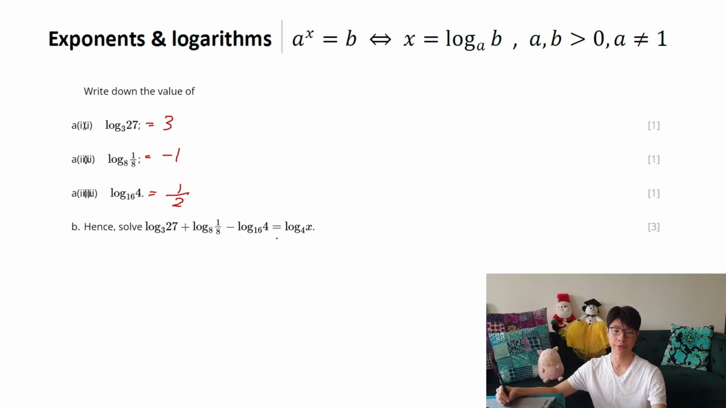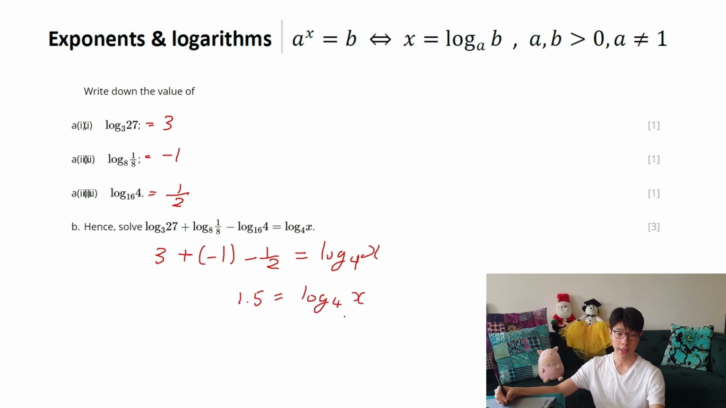Part B, hence solve this equation. Log base 3 of 27, we solve that, it's 3. Log base 8 of 1 on 8, we solve that, it's -1. Minus log base 16 of 4, which is a half. Equals log base 4 of x. And in this case, we want to solve for x. So let's simplify the left-hand side. 3 minus 1 is 2. 2 minus a half equals 1.5. So 1.5 equals log base 4 of x. Now we can rewrite 1.5 as 3 on 2 equals log base 4 of x.